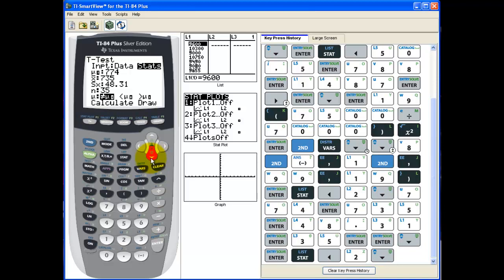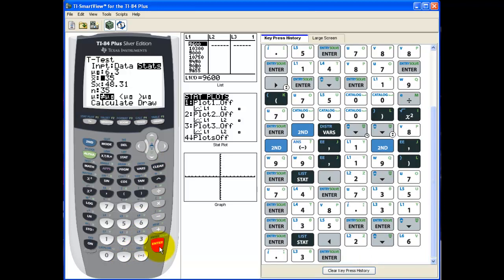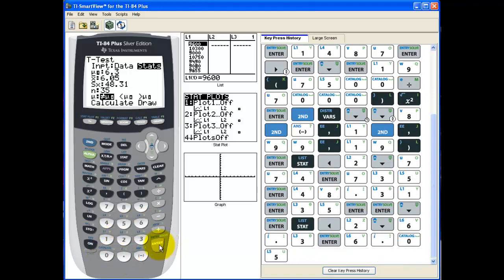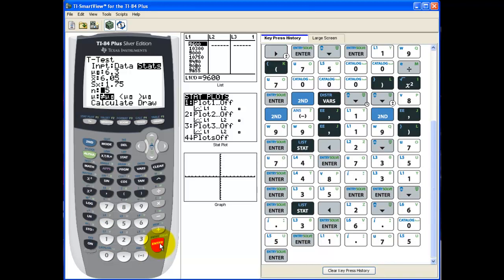Mu naught in this case would be 6.3%. So you can just put in 6.3. There's no need to convert it to a decimal. X bar would be 6.05%. So again, just key it in like that. S sub x given to be 1.75%. Sample size given in the problem to be 41. And it's a left-tailed test.